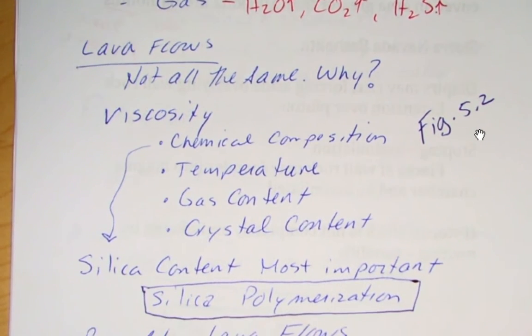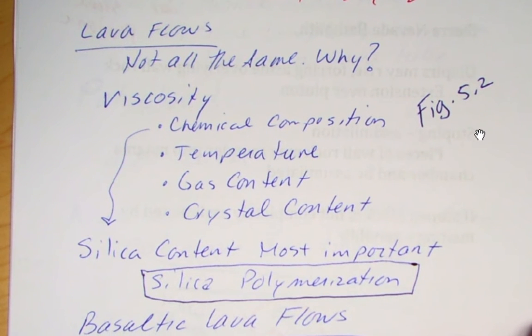Why are the lava flows not all the same? We have some rubbly ones, some very thick ones, some very stubby ones, some very long ones, and some that move very fast.